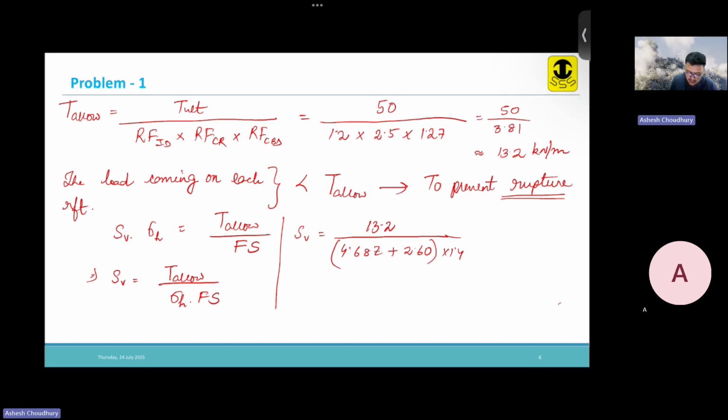Now we will do some trial and error to determine the spacing. Our wall is 6 meters. So first let us see for z equal to 6 meters how much spacing we get. Put z equal to 6 in the above equation and see: 13.2 divided by 4.68 into 6 plus 2.60, into 1.4.